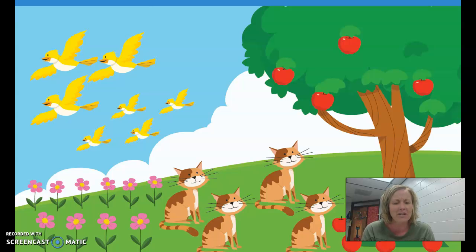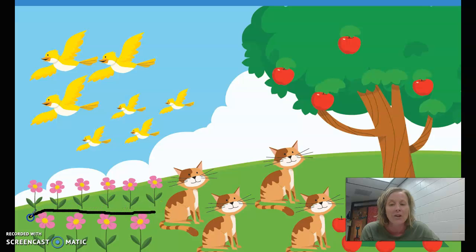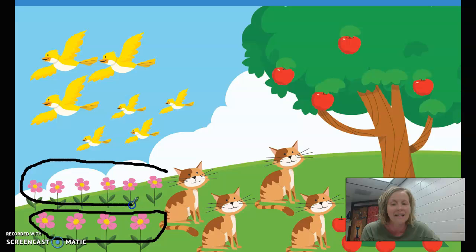All right, boys and girls, let's look at those flowers. How many flowers do you see? You're right, there are 10. So Kara planted 10 flowers. She picked some and left some in the ground. So I wonder how many did she pick and how many did she leave in the ground? So we're going to circle 2 groups of flowers to show the ones she picked and the ones she left in the ground. So I'm going to circle these 4 because she picked those 4. But then she left these in the ground.